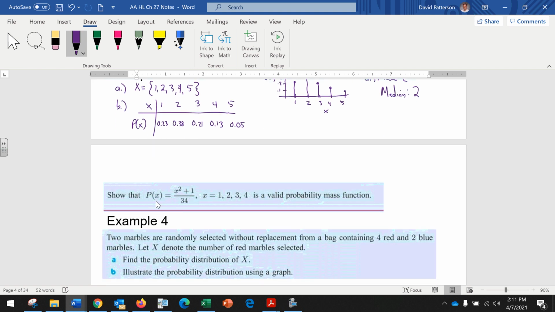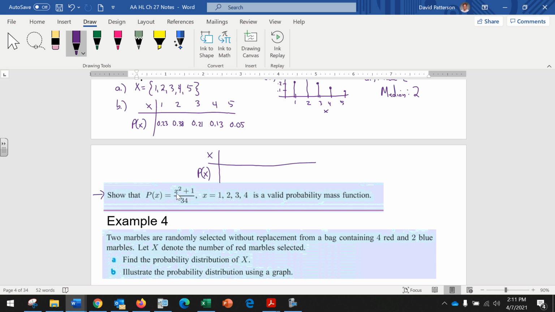Now, not all the time are you going to have a written explanation of the probability distribution. Sometimes you're going to have a function that defines those probabilities. So that's what's happening here in this example. So we are given this function, and they say, show that this is a probability mass function for these x values. So what I'm going to do is make that table and just show that they add up to 1 and show that all the values are between 0 and 1.